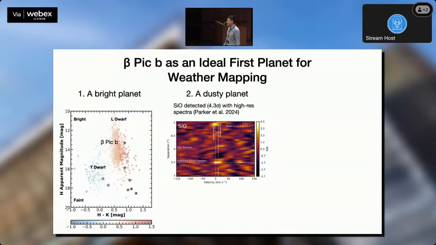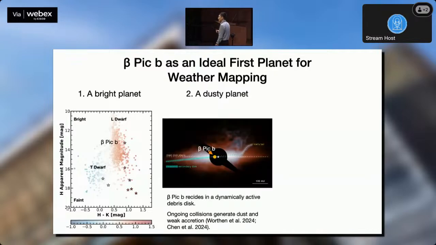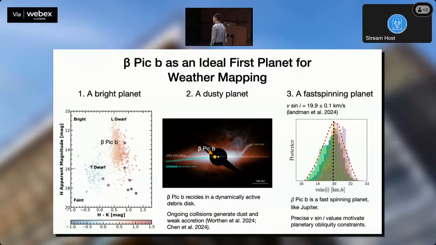We know this planet is very dusty. We have identified silicate dust in its atmosphere. We also know that it's located in a highly dynamical debris disk that, in my experience, has ongoing dust accretion that makes its atmosphere even dustier. From ground-based high-resolution observations, we know this planet spins fast. And a fast-spinning planet, coupled with a dusty atmosphere, gives us a signal to map the surface of this planet.